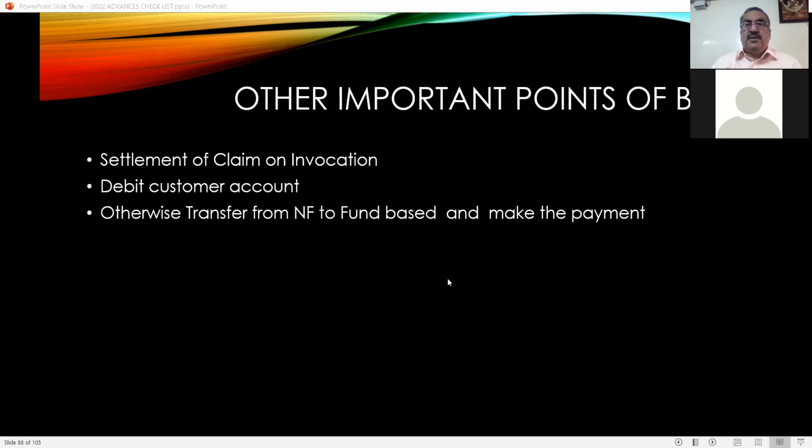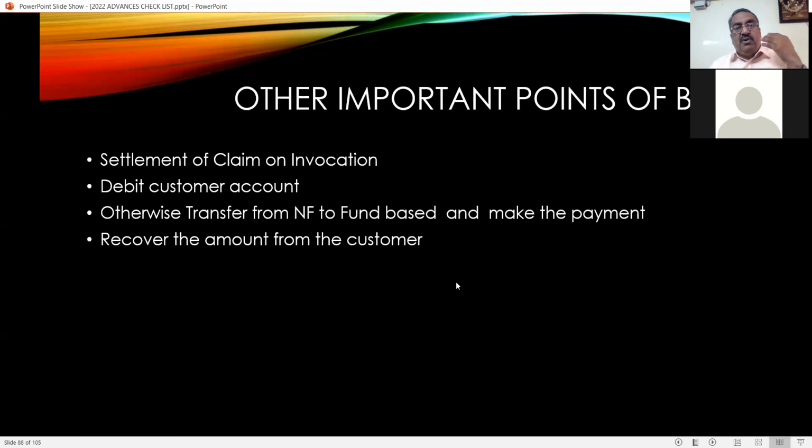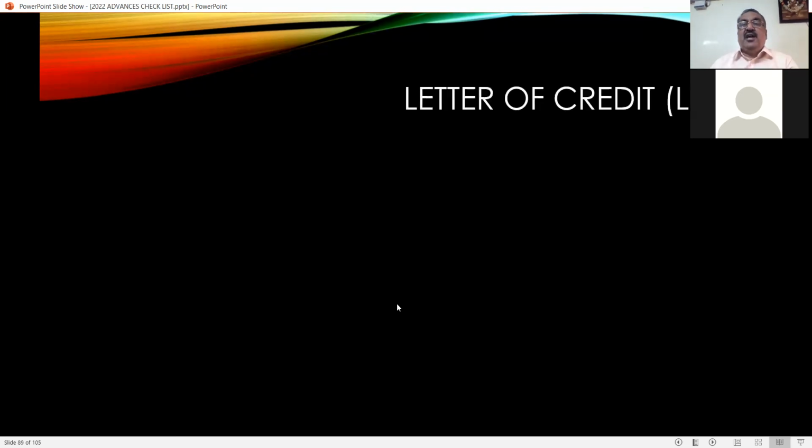So that is also possible. That is, they close the non-fund-based facility and transfer it into a fund-based one, but this is not mostly done by any bank. The only thing is they debit the customer account and make the payment, and recover the amount from the customer, because the payment has been made and that amount has to be recovered. Whether they receive the payment correctly or not, that you have to see.